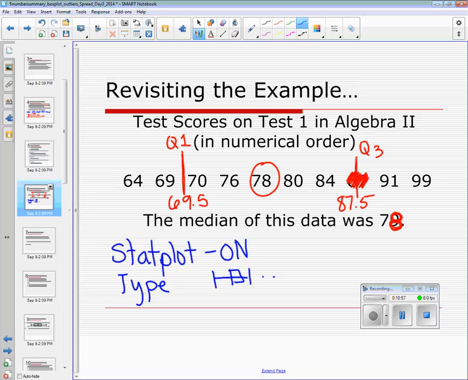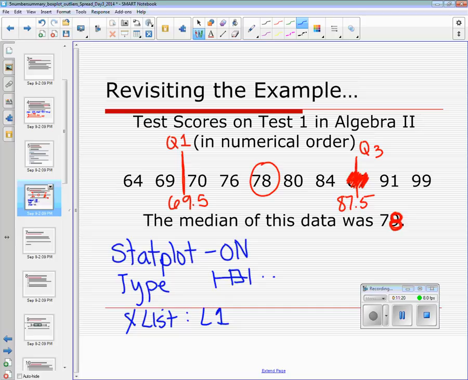Okay? It should also be, I believe it says list, X list. You should have it. Where do we put the numbers? We put it in L1, didn't we? Okay? And sometimes you can change that because sometimes we will graph things in different lists. But for now, we're going to just graph the ones we put in list 1.